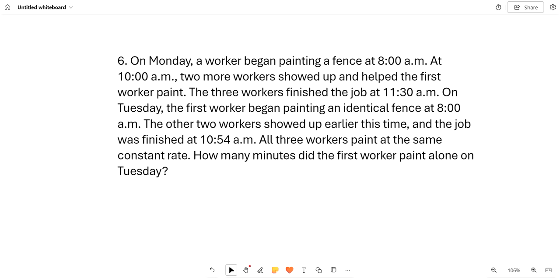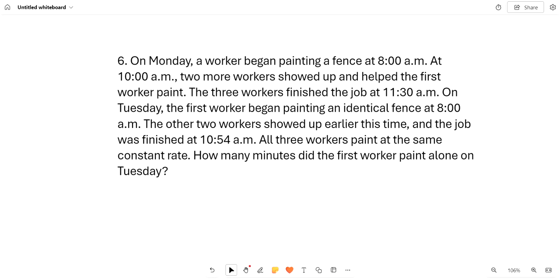So this is week 68 quiz, and problem 6 says on Monday a worker began painting a fence at 8 o'clock a.m. At 10 o'clock a.m., two more workers showed up and helped the first worker paint. The three workers finished the job at 11:30 a.m.